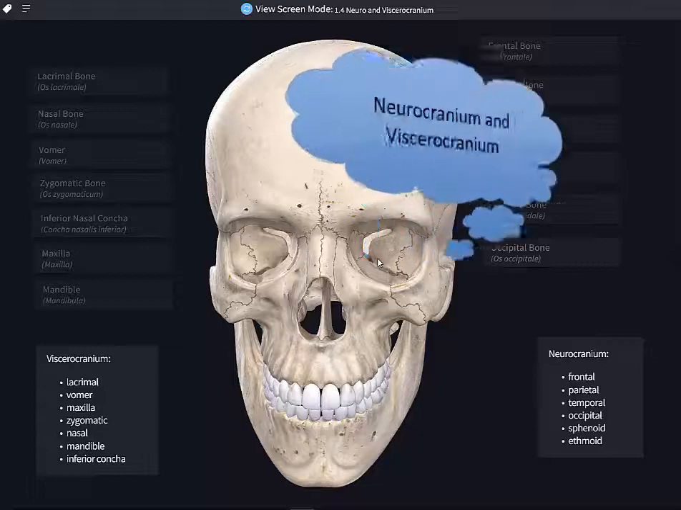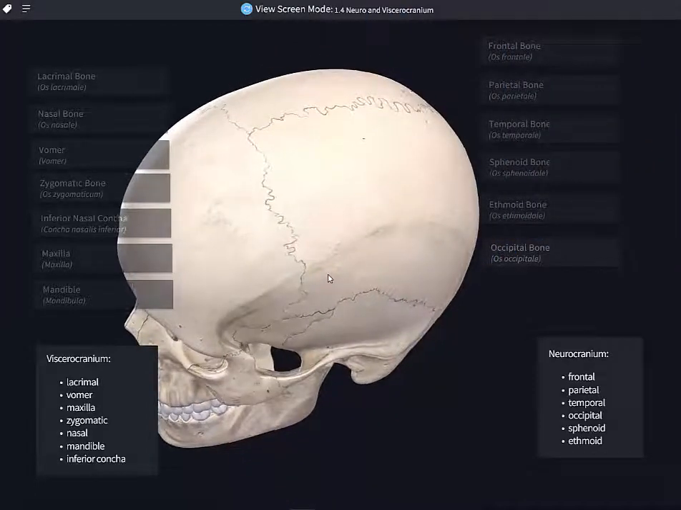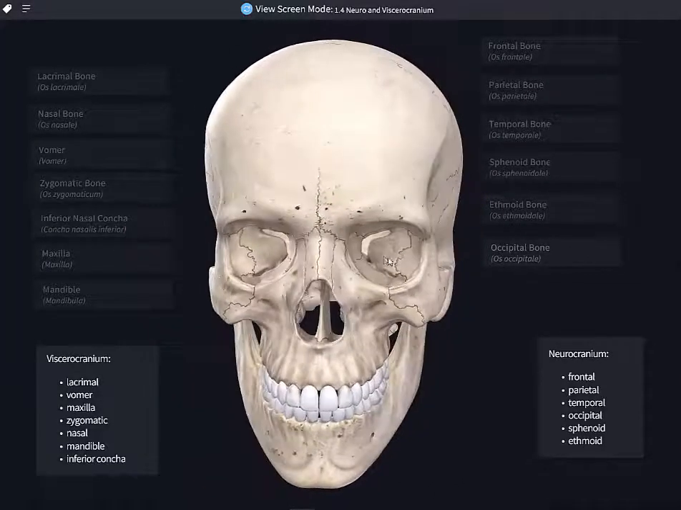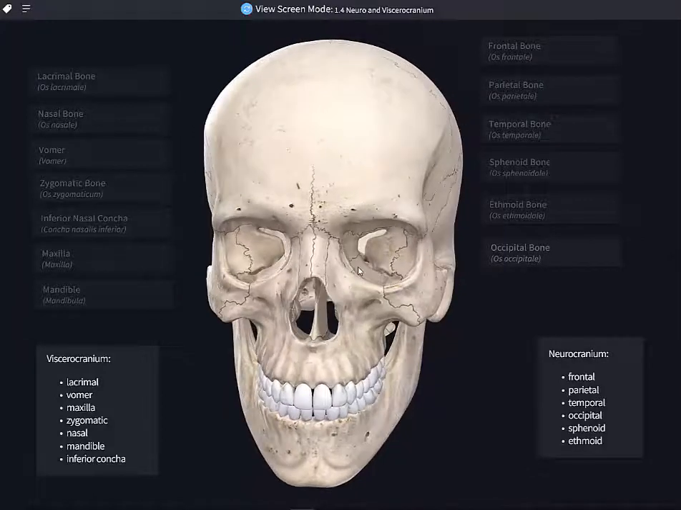You have the neurocranium and the viscerocranium. So the neurocranium is kind of like a dome or a roof. It has the calvaria, which is the skull cap, and has a floor, which is described as the cranial base. The neurocranium is also formed by 8 bones. You can see them listed here in this little list.